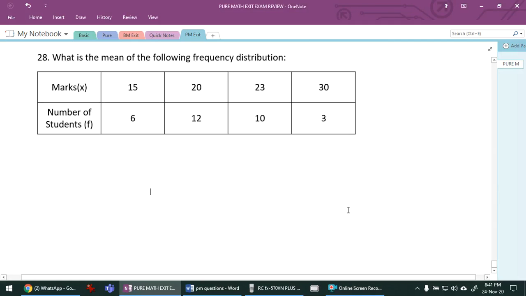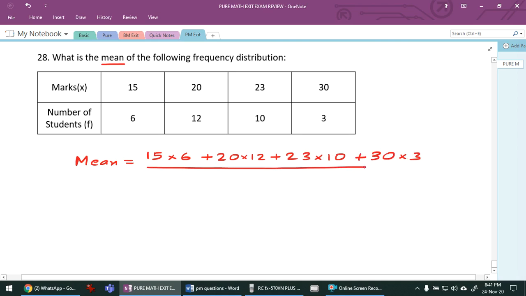Question number 28. What is the mean of the following frequency distribution? So you have to find the mean. This is very easy. Mean equal to, you have to multiply 15 into 6 plus 20 into 12 plus 23 into 10 plus 30 into 3, whole divided by 6 plus 12 plus 10 plus 3. This is x and this is f. So you have to multiply x and f.